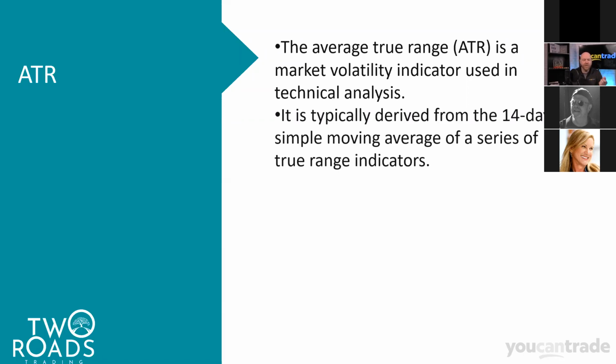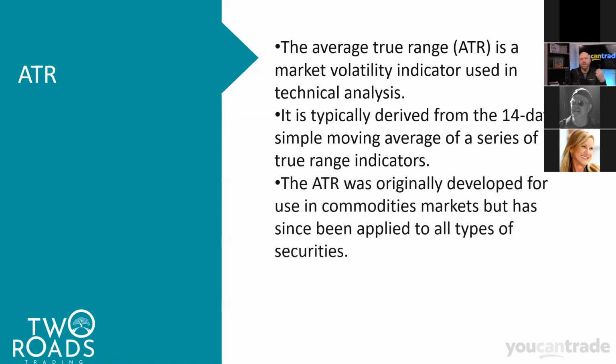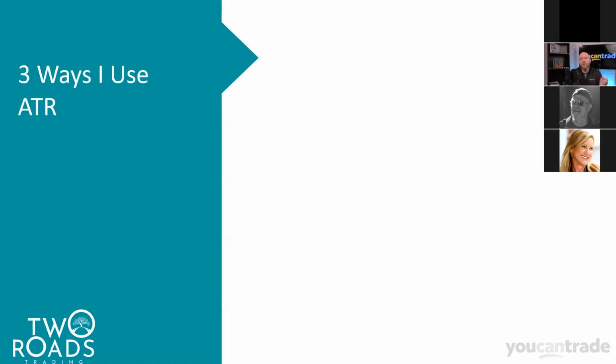Typically it's a 14 period. I'll spare you how it's calculated. It's like a greater of 3 different potential calculations. But long story short, it's predominantly used, and I'll show you how I use it, to talk about the expansion of volatility within a particular stock. The definitions here are from investopedia.com. They have a great article on this, and I encourage you to check that out if you want a little more information. Now, the 3 ways that I use average true range.